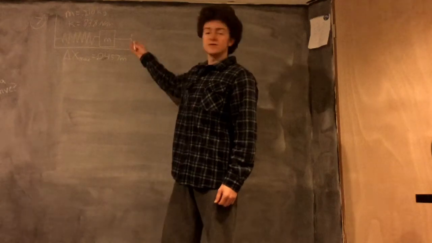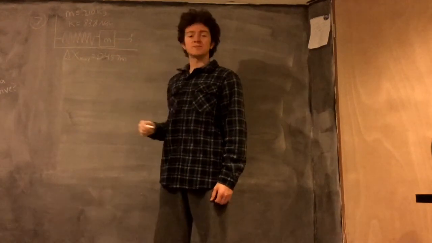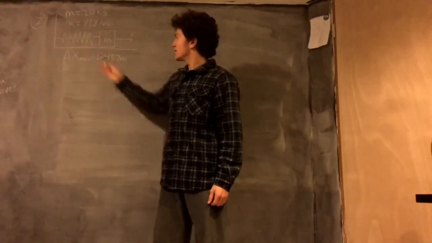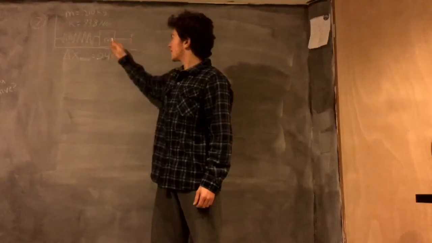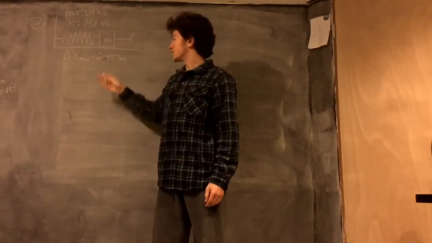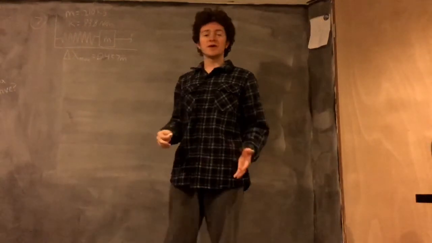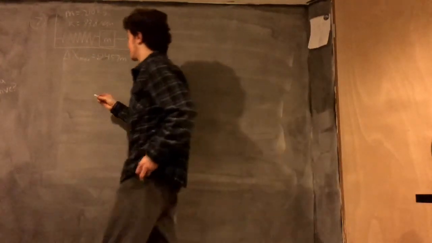Alright, so this is a diagram the problem gives us. It tells us that this is a block of mass 0.210 kilograms. The spring constant is 83.8 newtons per meter, and that a force causes a maximum displacement of 0.0457 meters. So part A asks us to find the magnitude of the force that causes that displacement.